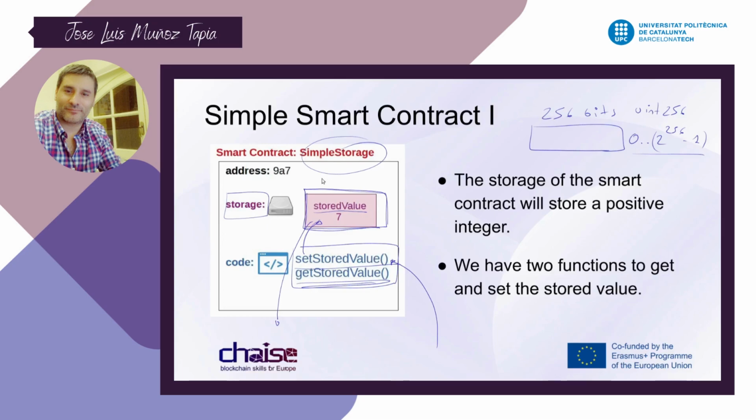So let's try to code this smart contract. Again, the smart contract uses one slot of storage that is going to store a positive number, an unsigned integer, and then we have two functions of the smart contract that interact with this storage.